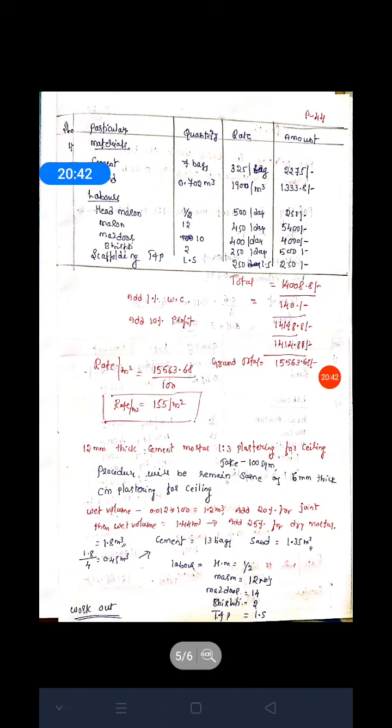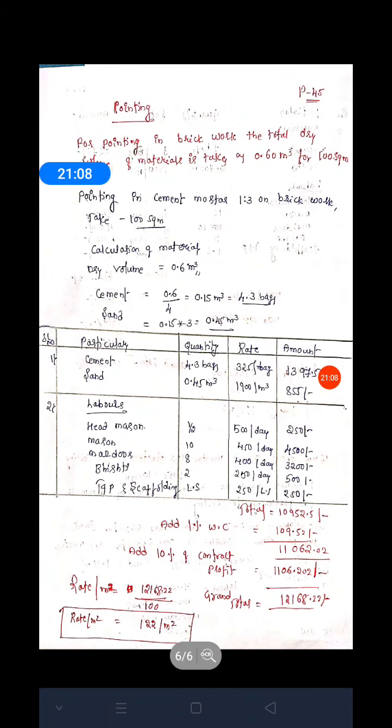Then we move on to the pointing. This is an assignment question. In that assignment question, 12 mm thick cement mortar for plastering for ceiling. So 100 square meter of work here, and the calculation will remain the same as what we calculated previously. Okay? So it will remain the same, and only remember the labor here. Then you can work out this plastering. Okay, and then we move on to the pointing here.